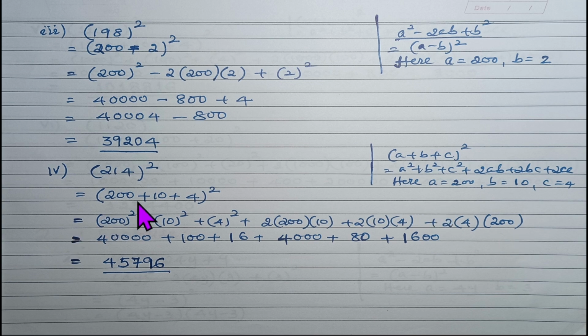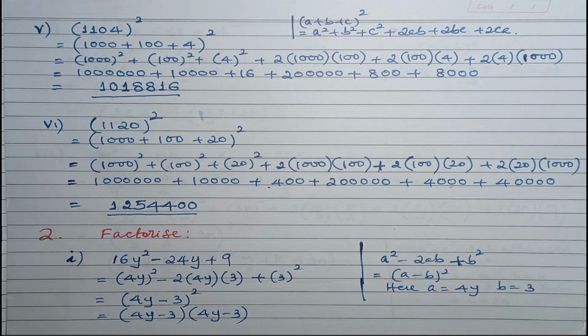Now simplify this. 2 square is 4 followed by 4 zeros, 10 square is 100, 4 square is 16, 2 into 10 is 20, 20 into 2 is 40, 4000, 2 into 4 is 8, 8 into 200 is 1600... Add all these, we get 45,796 is the square of 214. Try to understand that. Now coming to the next example, that is 1104 square.